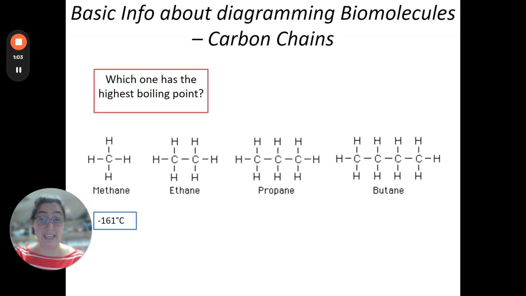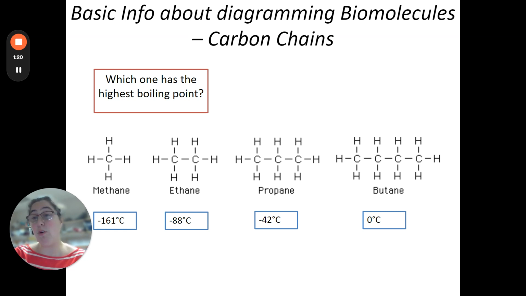So methane comes in at negative 161 degrees Celsius, which means it's definitely a gas at room temperature. Ethane 2, propane, negative 42 degrees Celsius for boiling point, and butane at 0. So as we get a larger hydrocarbon chain, we get more London forces, which holds the molecules together better. That's intermolecular forces, and higher boiling points.